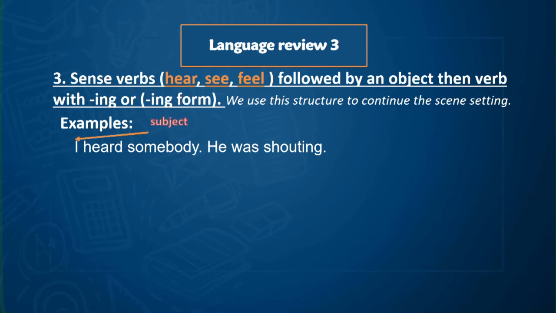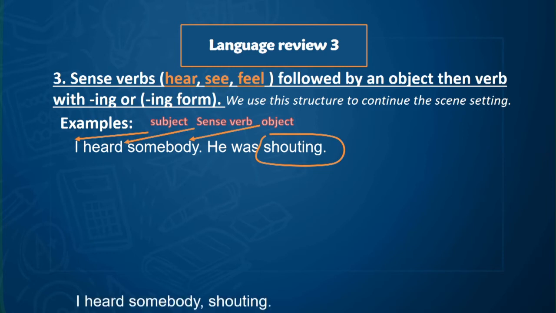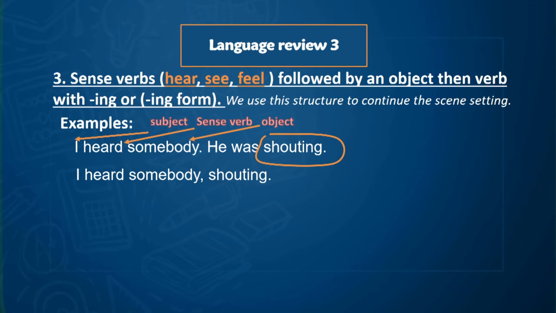Here is the subject, I. Sense verb, heard. Object, somebody. Okay. Can we write it like this? He was shouting? No, because the rule says a sense verb must be followed directly by the verb with -ing. So it should be this. Look at shouting here. This must be kept, and he was must be deleted. Okay, so the answer will be like this. I heard somebody shouting.